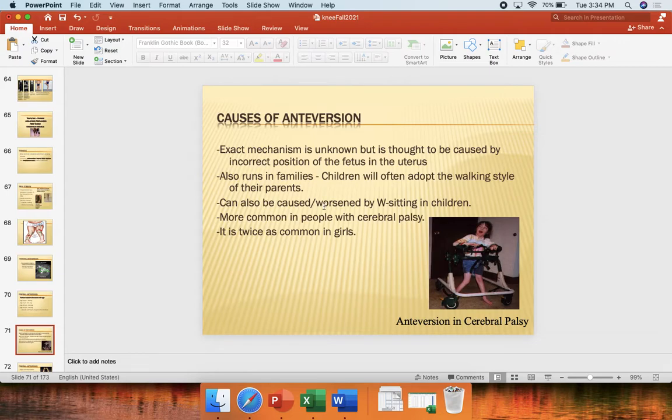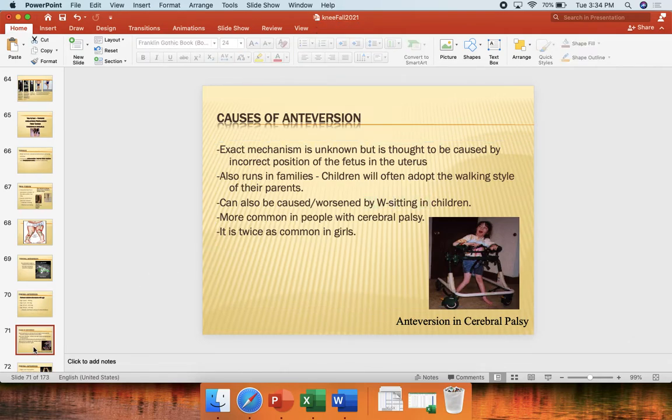Lots of different causes. You could have congenital conditions. You could again have some muscular imbalances. Maybe you have some spastic adductors which are pulling you in, or maybe you have some spastic hip abductors which are pulling you out to go into more of a toeing out position. You can see down here, twice as common in girls. We'll talk about this W sitting here in just a couple slides.